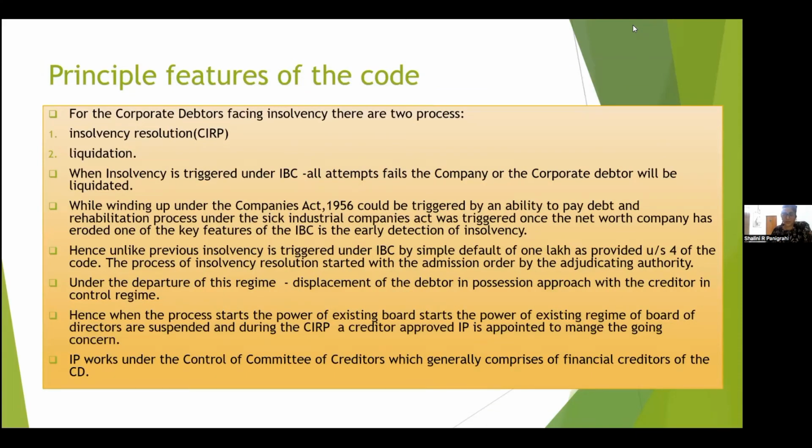Again, let us recall what the principal features are. For the corporate debtors who are facing insolvency, there are two processes. One is CIRP, the Corporate Insolvency Resolution Process. If the resolution process fails, the second phase is liquidation. Liquidation means selling of the assets.